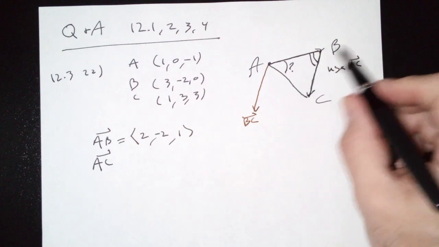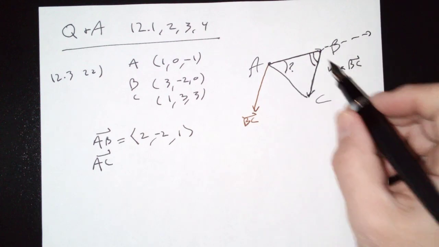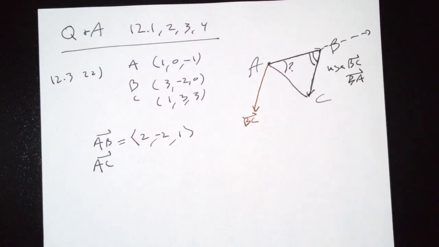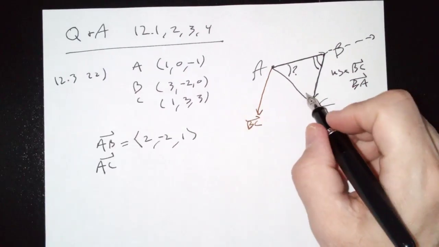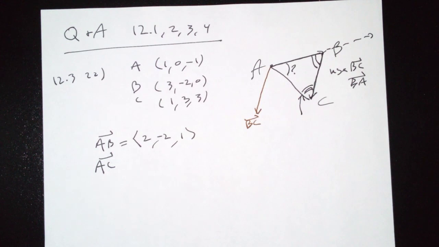AB would point the other direction, wouldn't it? AB would be out here. I'm going to need BA. Fortunately for me, though, how are AB and BA different? So all I have to do is change all the signs, I know BA. And then to do this one, what vectors do I need to use? Exactly.